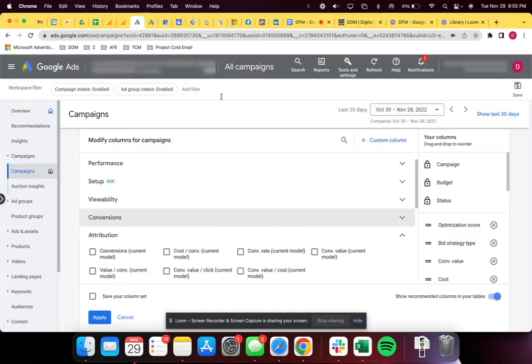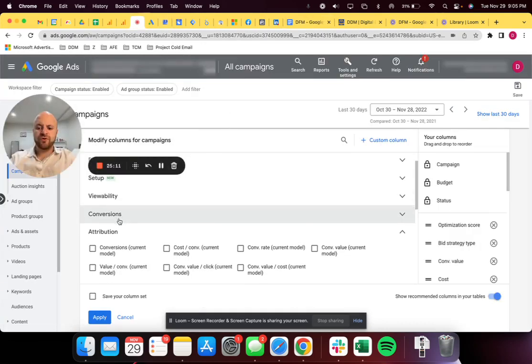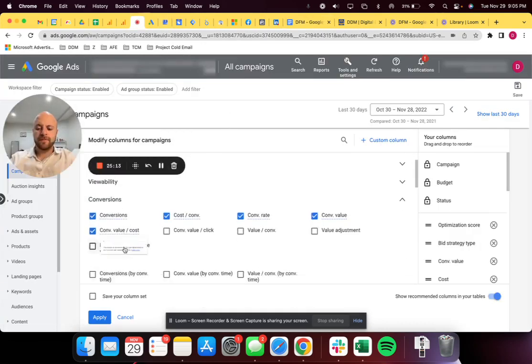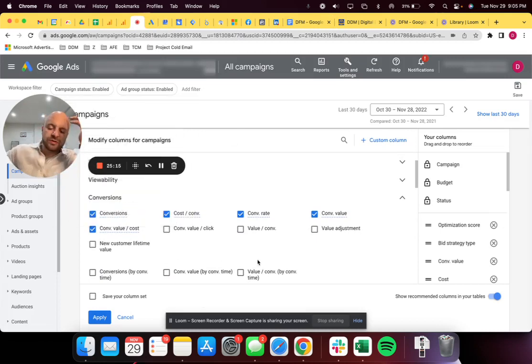So let's go back. If we go to conversions, these are your simple ones, right? Conversions, that's if someone converted. It's how you set it up. Cost per conversion, it's pretty standard. Conversion rate, out of how many people saw your ad, how many people converted. Conversion value, that's revenue in e-com. Conversion value over cost is return on ad spend. Conversion value over click, when would you use that?